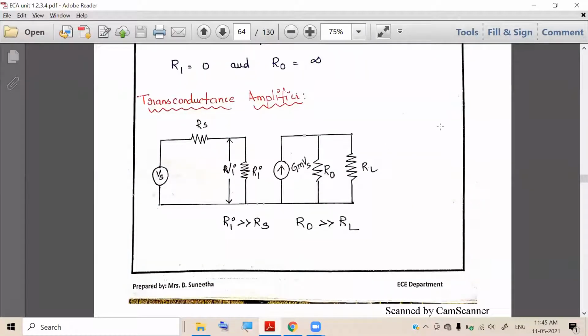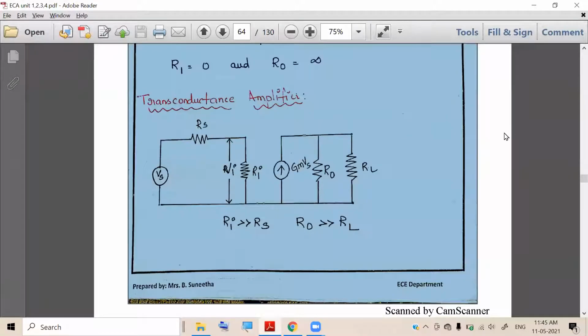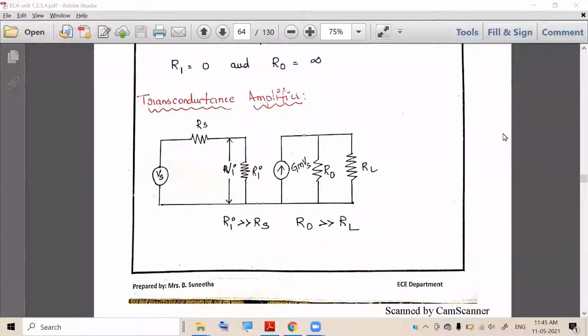Very important, remember: voltage amplifier means input is also voltage, output is also voltage. So that is what a voltage amplifier is. If input is current and output is current, then it is what amplifier?